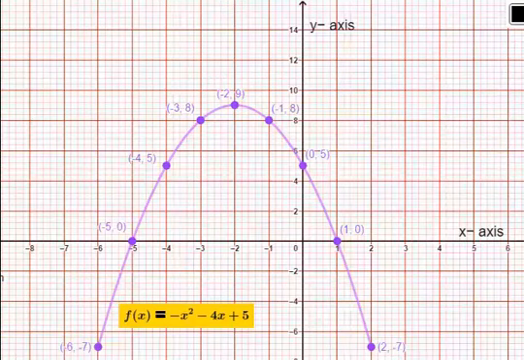Today, as you already know, we are still on quadratic graph and its interpretation. And for today, we may consider the interpretation more. You can see a graph on your screen, and this graph is the graph of the function f of x equals negative x squared minus 4x plus 5.